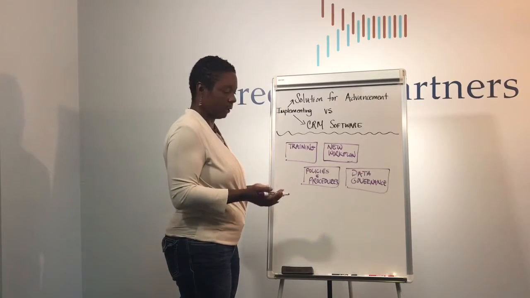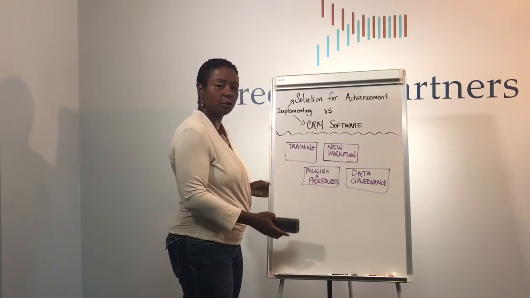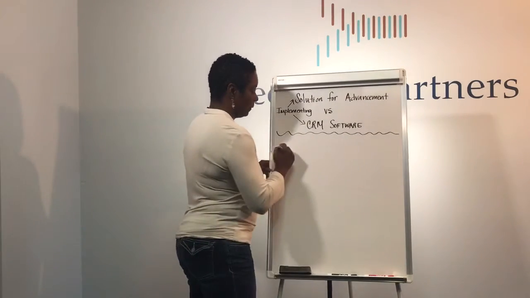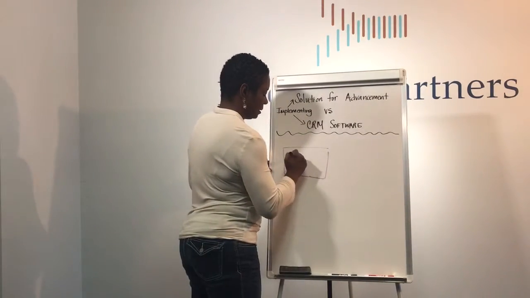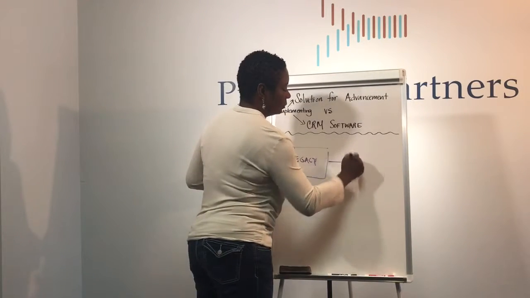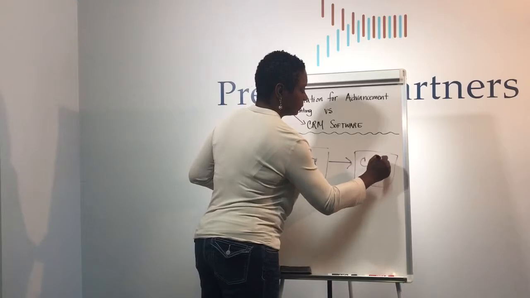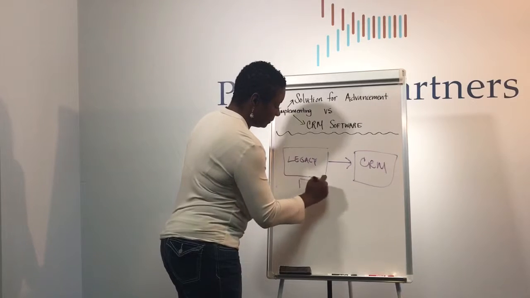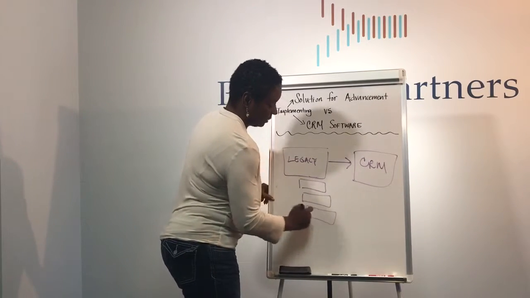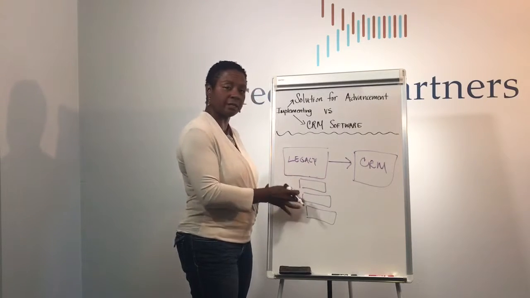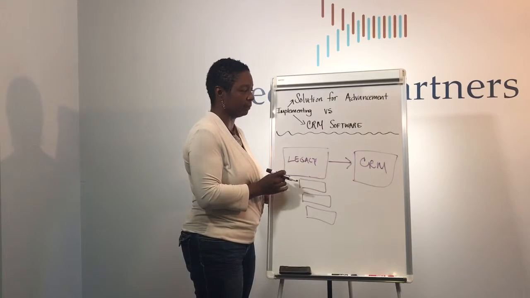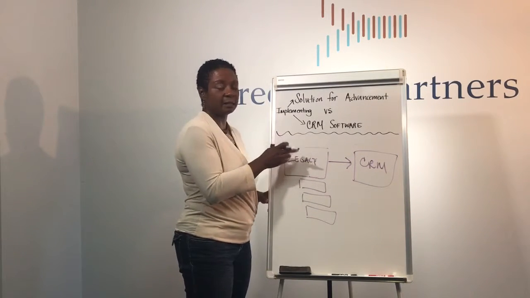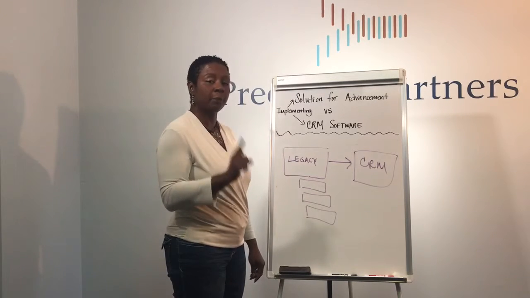Now I have a third component, and that third component has to do with how do I get my old data from my legacy system into the new CRM. And it might not just be information that's coming from the legacy system. I might have, unfortunately, some shadow databases sitting out there that I also need to integrate and move to my new CRM.